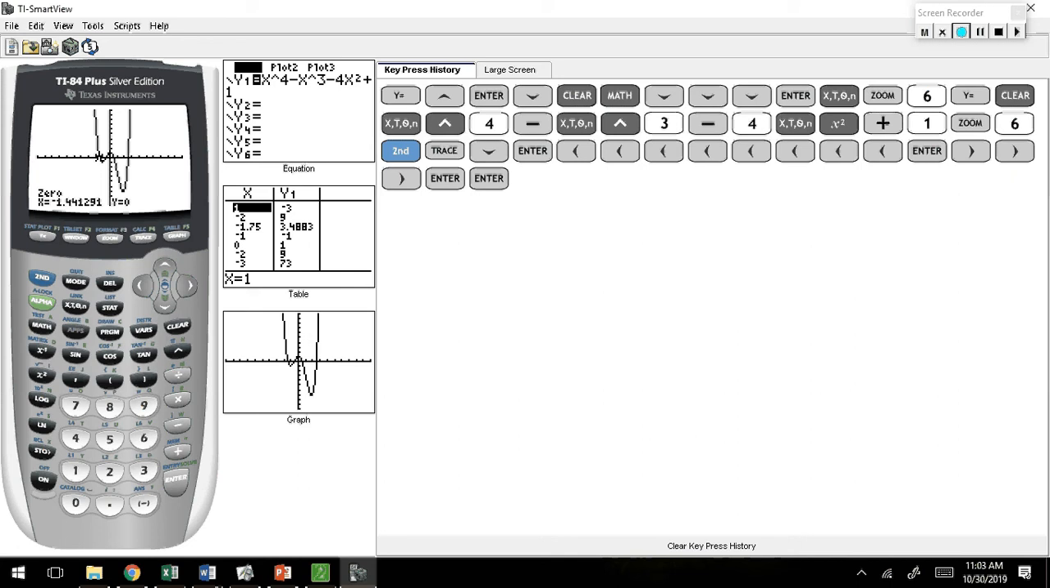What type of extrema does this have? What type of maxes and mins does it have? What's this first one right here? Relative minimum. Relative minimum. What about this one? Relative max. Absolute minimum. Okay.